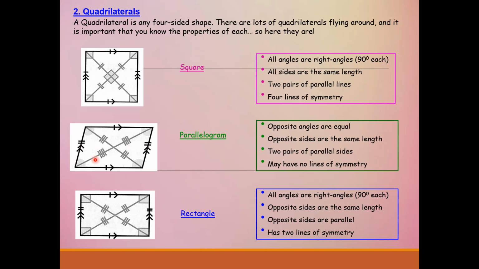Okay, so rectangles, it will be the same as a square. All four angles are 90 degrees each. Opposite sides are the same length. So here, and this length here will be the same. And here also, the shorter side will be the same as the opposite. And of course, opposite sides are parallel and it has two lines of symmetry, one here and one on this side.